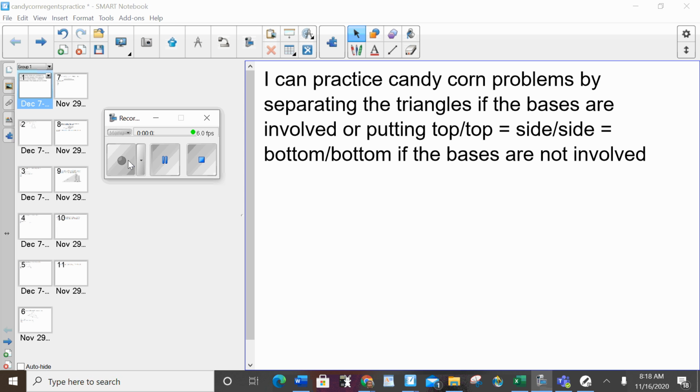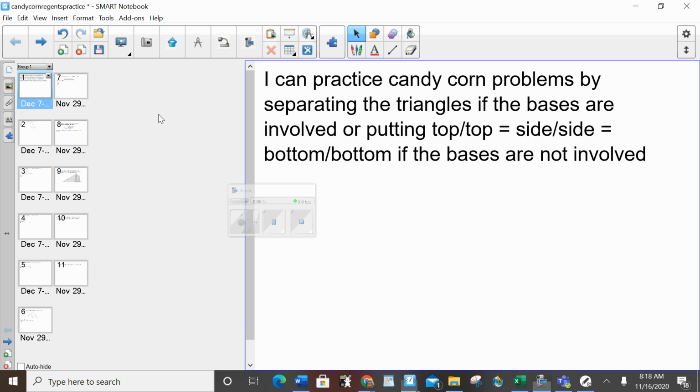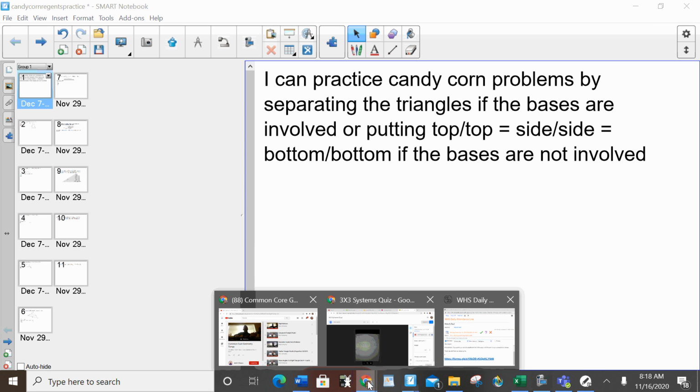Hello everybody. Today I can practice candy corn problems by separating the triangles if the bases are involved, or putting top over top, side over side, and the bottom over bottom if the bases are not involved. So let's start by quickly going through our song again.